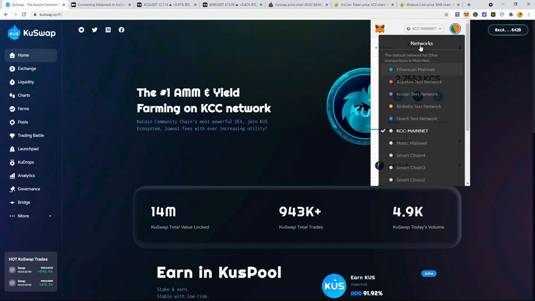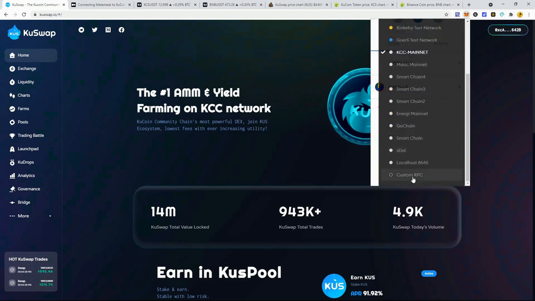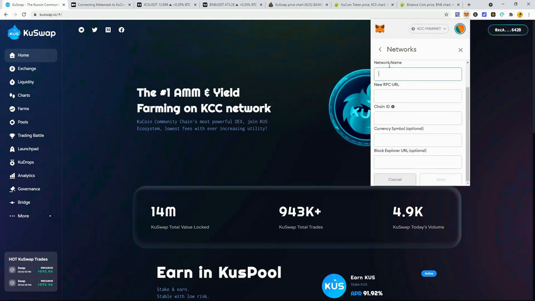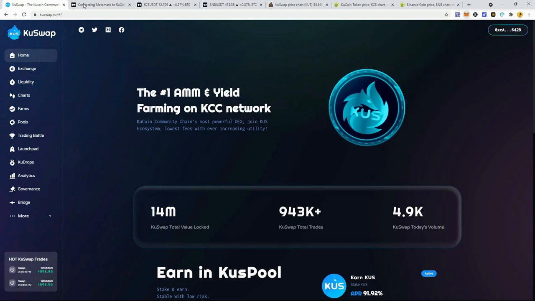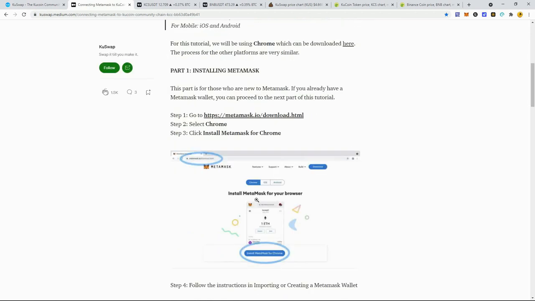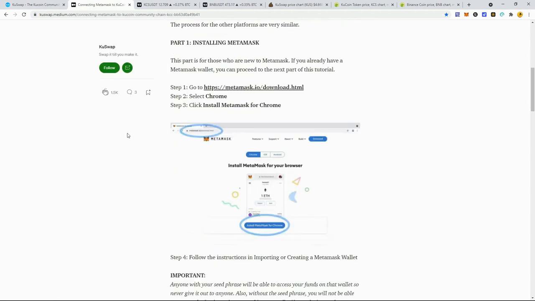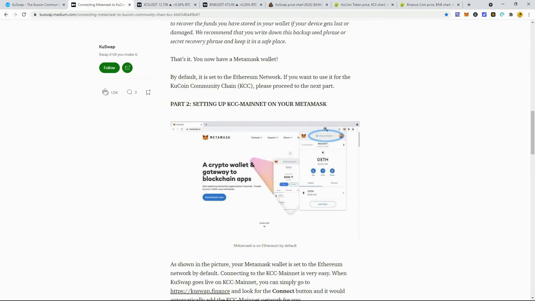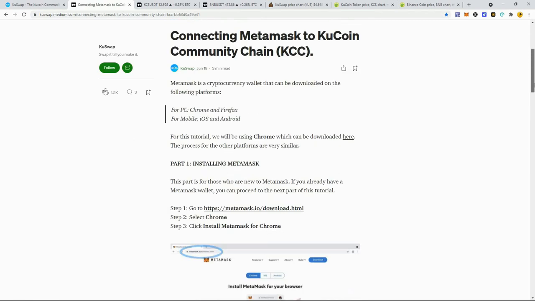And that could be done by going to the networks and adding in a custom RPC right here. Just like you would for the Binance Smart Chain or the Matic network, you need to enter these different characters here. And you can find that from this article here on KuSwap, connecting MetaMask to KuCoin. Very simple, not complicated in the slightest. If you've gotten onto the Binance Smart Chain, you should easily be able to get onto the KuCoin Smart Chain.